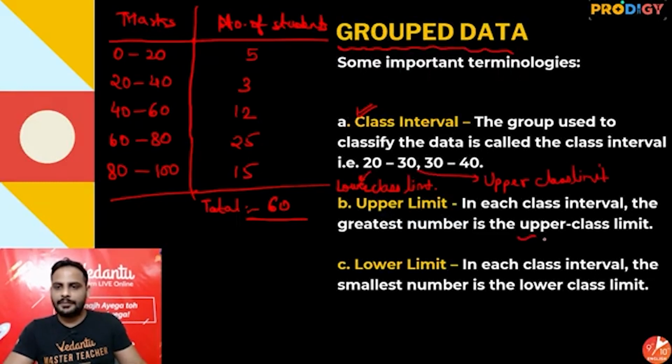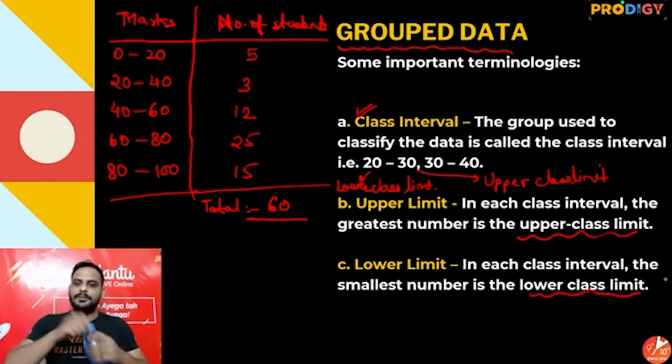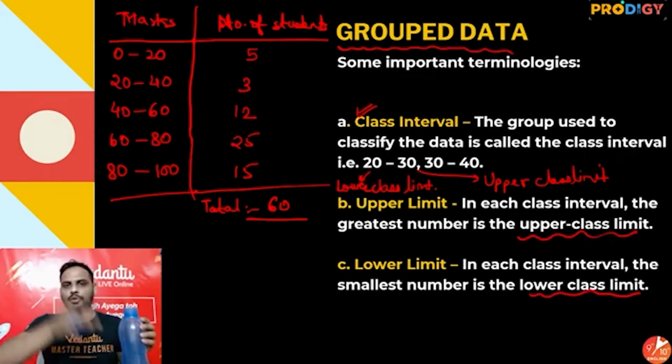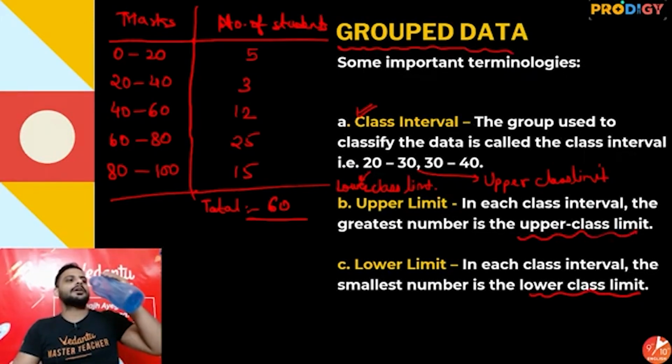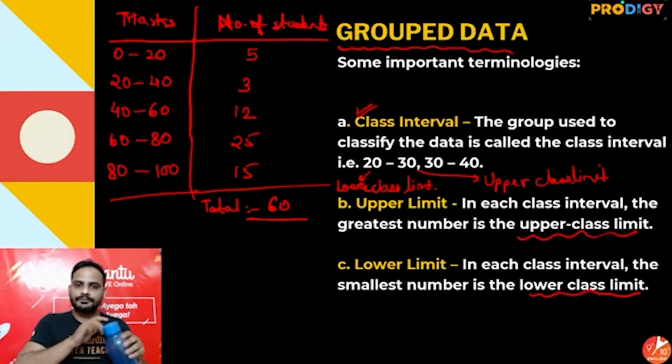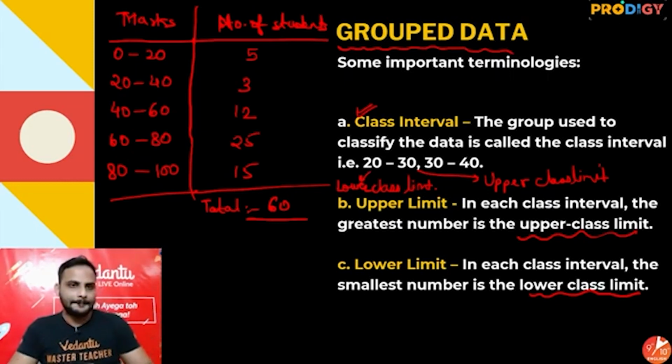All right, upper class limit and lower class limit. Lower class limit is the minimum, the smaller value. Upper class limit is the larger value in a group, right? So for all the groups, they have different lower class and upper class values.